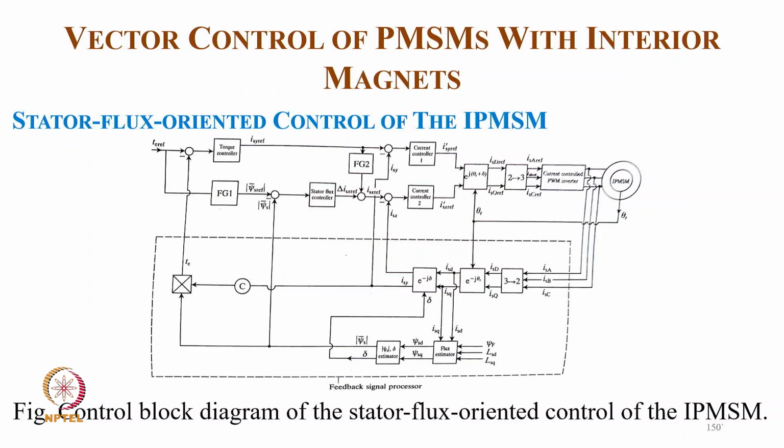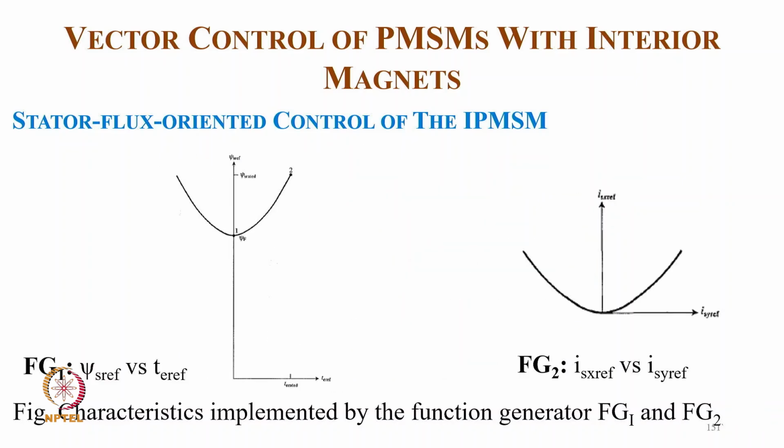From the torque we also have a field flux reference, and from the flux feedback we get the stator flux controller, so we get a delta, and from this we get the reference current and feedback current, and we have current controllers for getting the stationary reference frame current and synchronous reference frame current. With the theta we get the direct axis in the synchronous and stationary reference frame, which converts into three-phase winding current. With the current control we excite the permanent magnet synchronous motor. And this is the characteristic implemented as a function of FG1 and FG2.